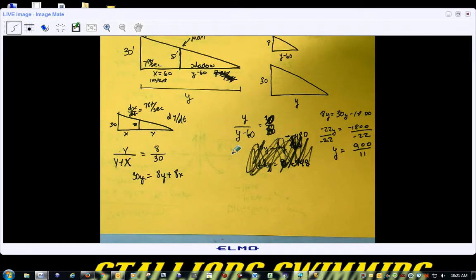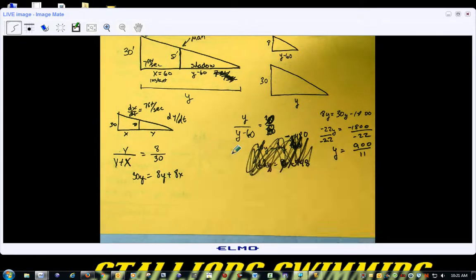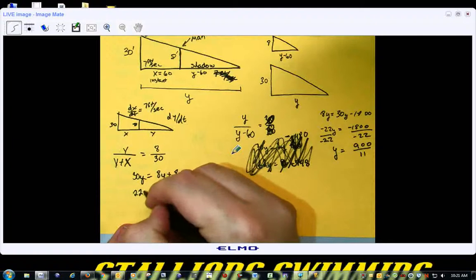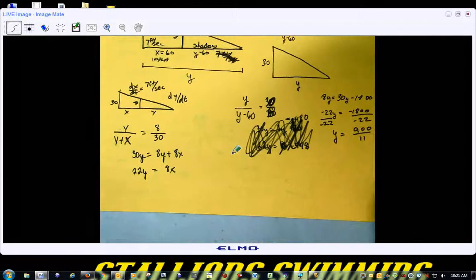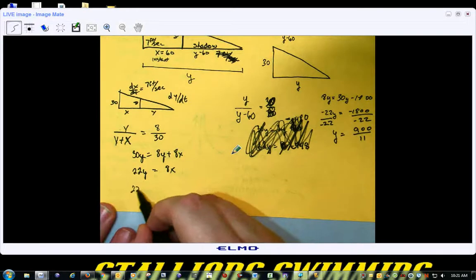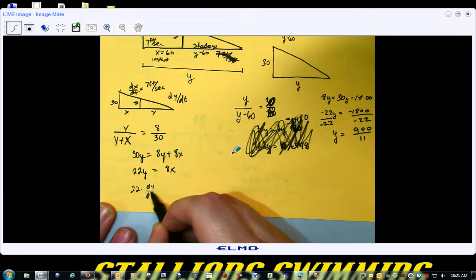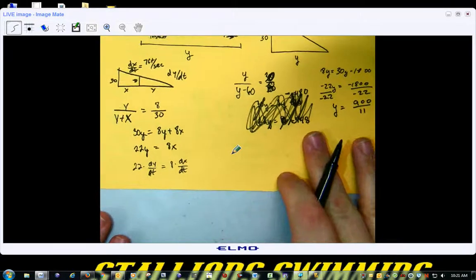All right. So 22y is equal to 8x. Take the derivative of both sides. So it'll be 22 times dy dt is equal to 8 times dx dt. So I want dy dt, so I want this to be dy dt.